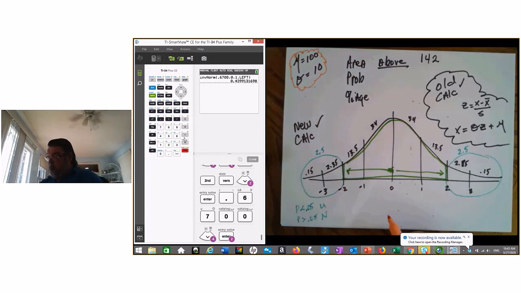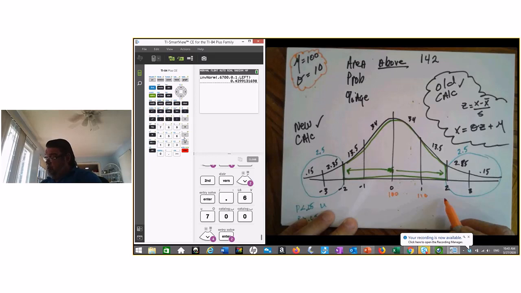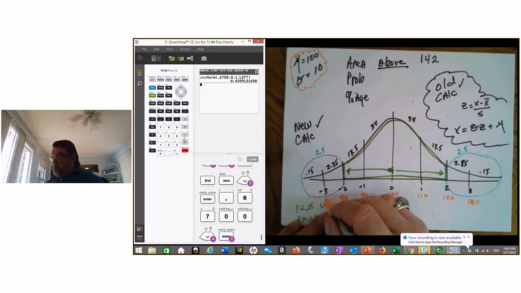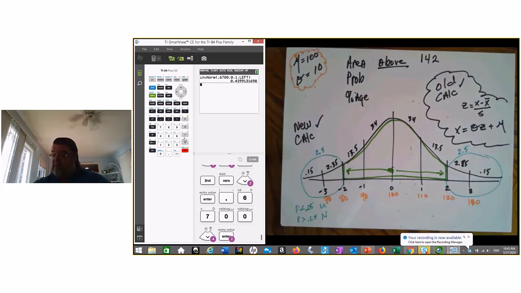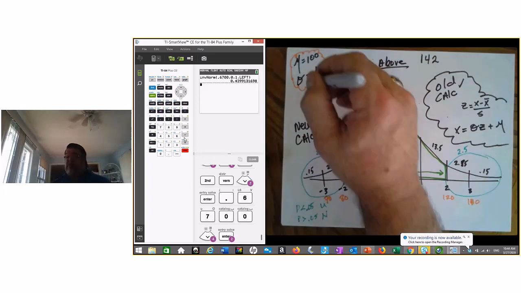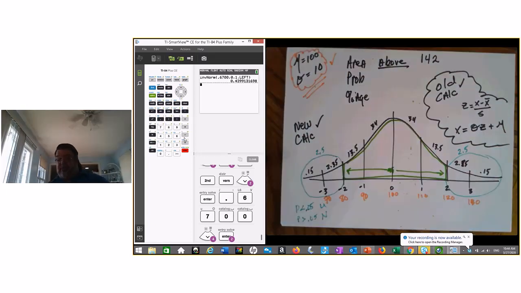100, 110, 120, 130, 90, 80, 70. Okay, so that's that. Anytime you see mean and standard deviation, draw the curve. After that, let's plot the point.